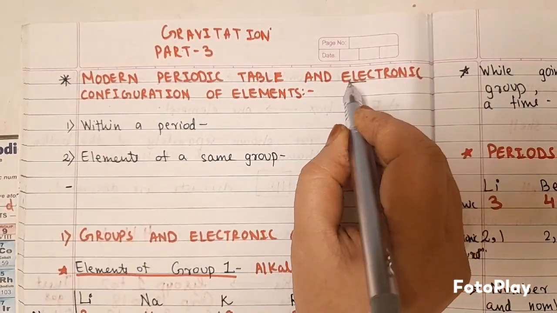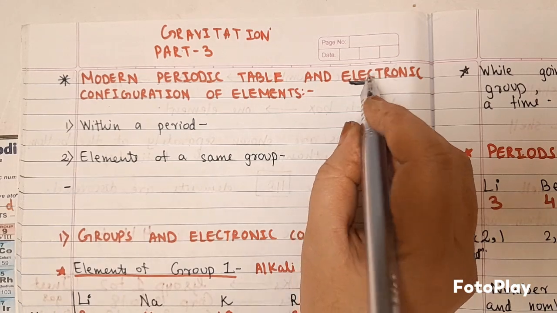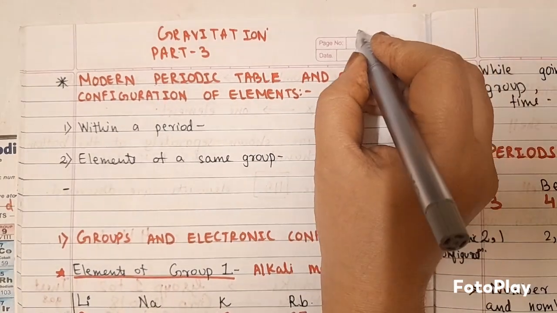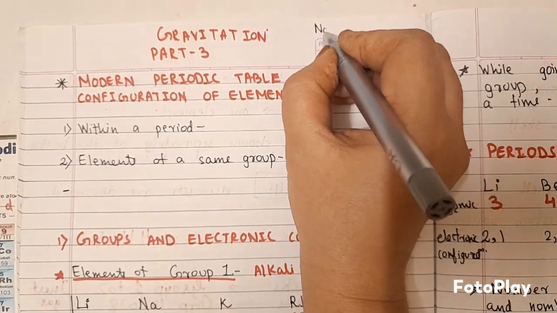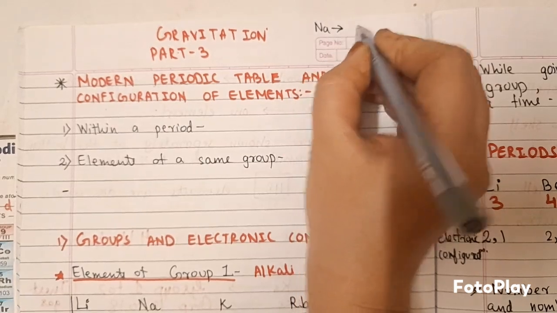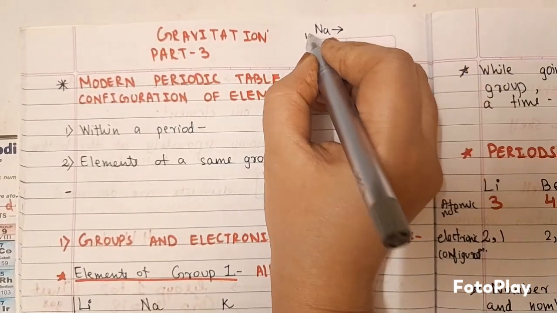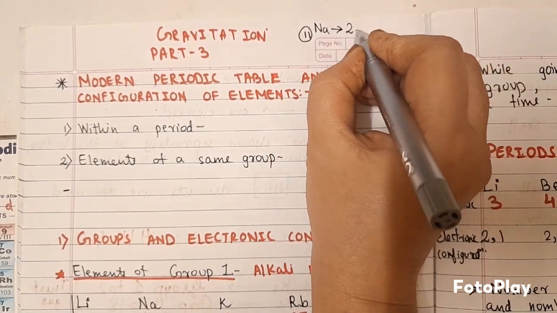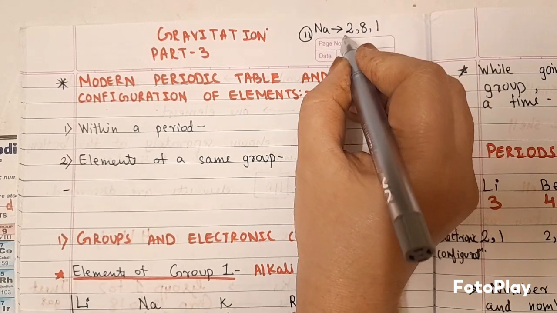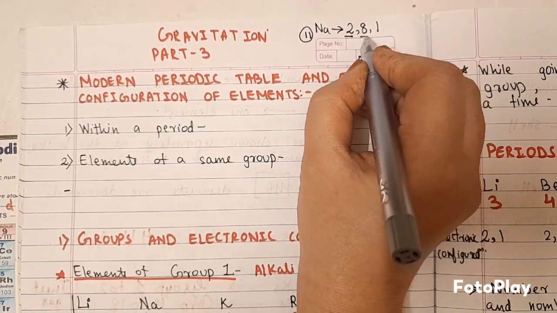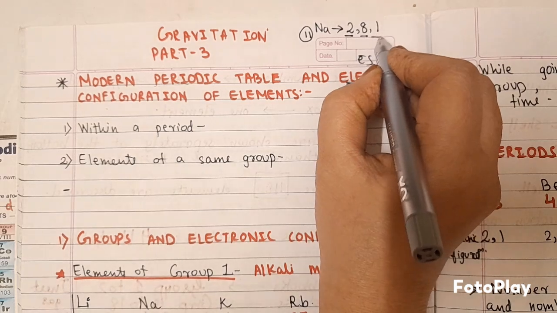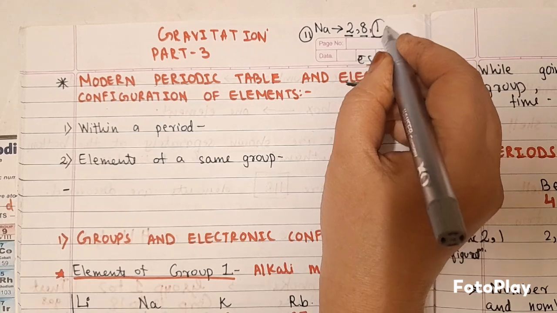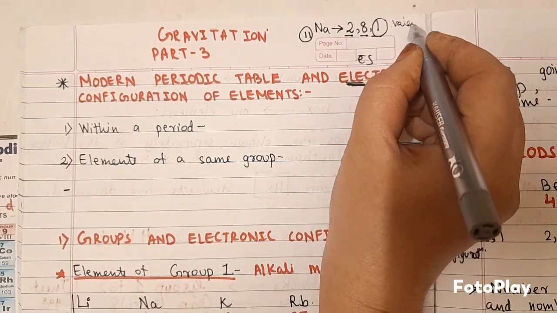Okay, first of all, what is electronic configuration? This is the distribution of electrons. For example, we can take sodium. The atomic number of sodium is 11, so the electronic configuration will be 2, 8, 1. That means in the first shell 2 electrons will be there, in the second shell 8 electrons will be there, and in the last shell or valence shell 1 electron will be there. This electron in the valence shell is called a valence electron.